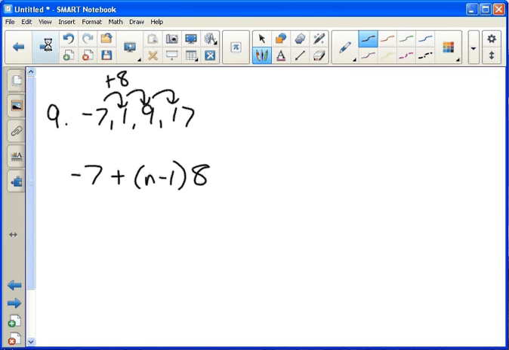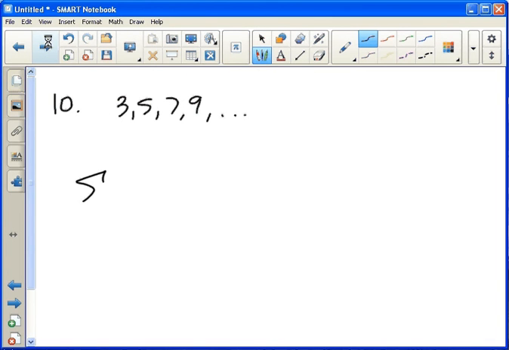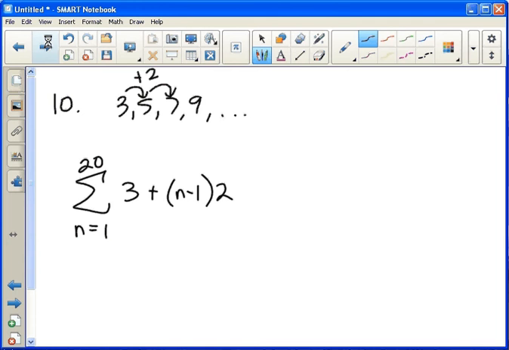And then number 10, it says find the sum of the first 20 terms of the sequence. So I'll do it from 1 to 20 because I need to add up a total of 20 terms. And the simplest way is to write the equation just like we have been. You put in A1 plus n minus 1 times d. Well, what we're adding every time here is 2. So I put in 2 for d. So that will be your equation. You can use Math 0 in your calculator to plug it in. You should get 440.